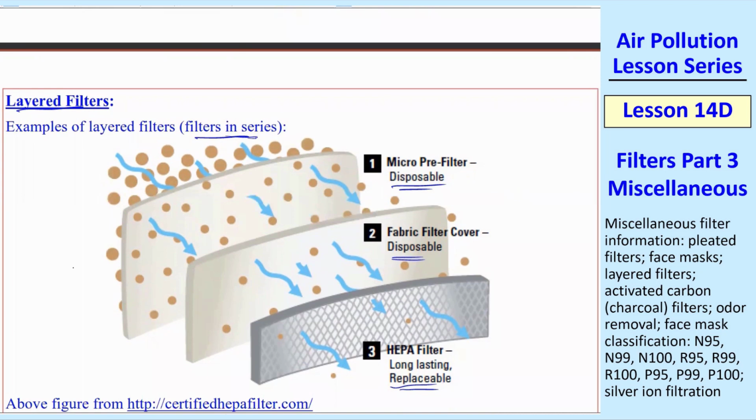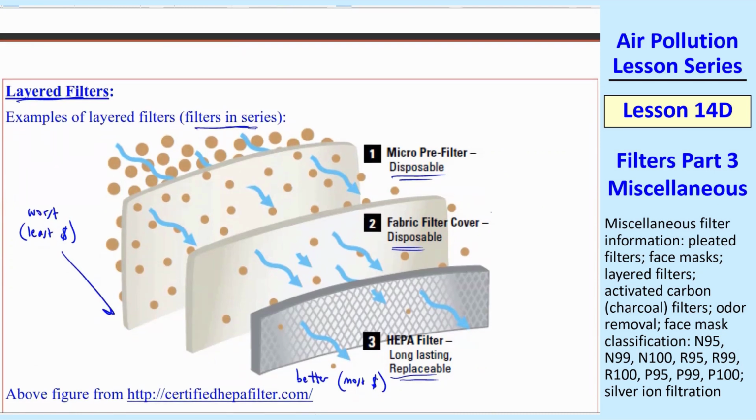And generally, as you go through, we get the worst performing filter at the front and the better performing filter at the back. So the particles hit the worst one first and then the better one last. Worst typically also means least expensive, and better means most expensive. And it makes sense to do it that way rather than the other way. If you put the HEPA filter first, your HEPA filter would clog very quickly.